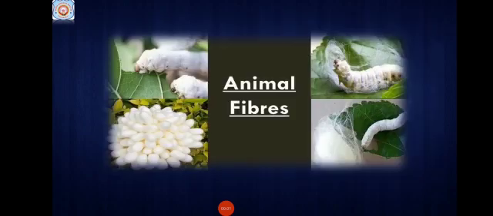Now our next point is animal fibers. Wool and silk are called animal fibers because wool is obtained from sheep, camels, rabbits, while silk is obtained from silkworms.